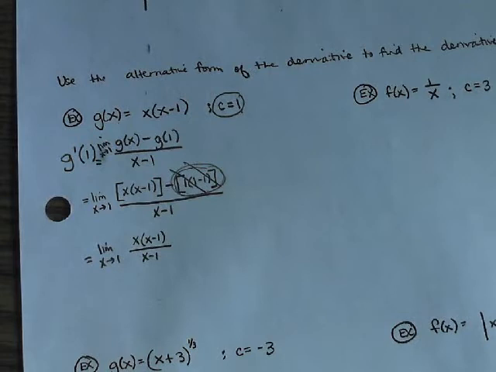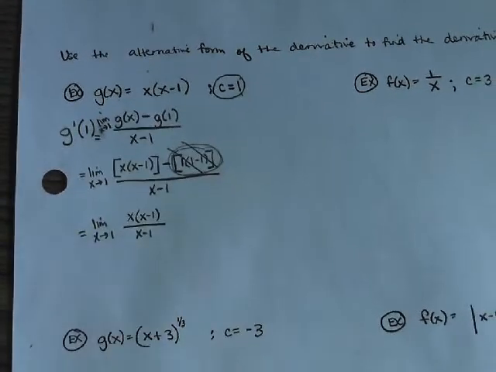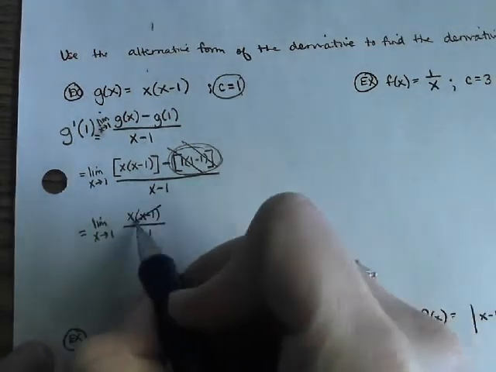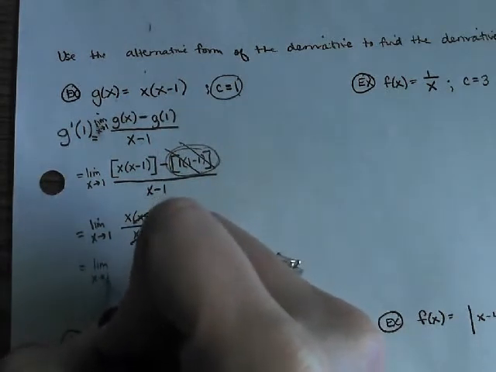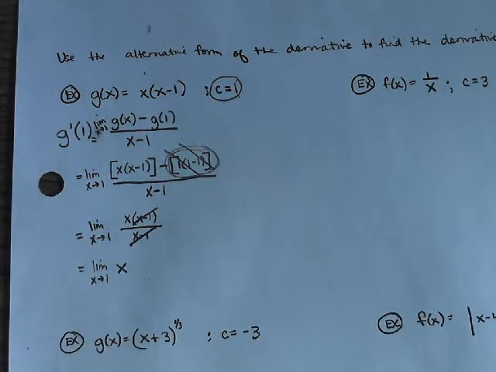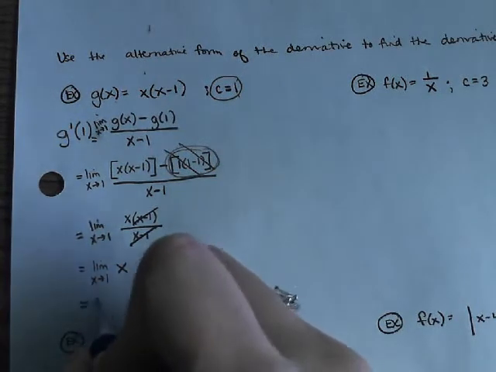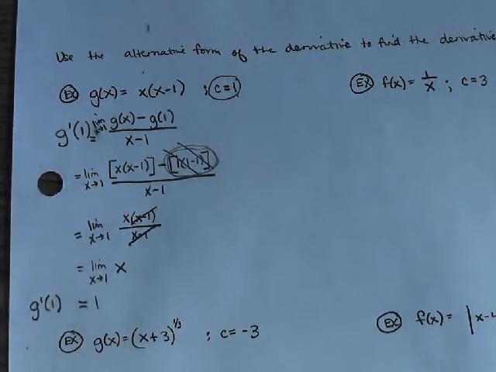And, Matt, what happens here? What can I do from here? Cancel the x minus 1. Yes, cancel the x minus 1. So I end up looking for the limit as x approaches 1 of just x, which is now an easy direct evaluation. Just plug 1 in, and I get 1. So g prime of 1 is 1.